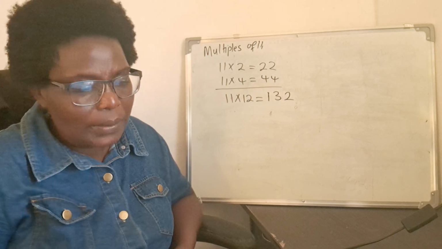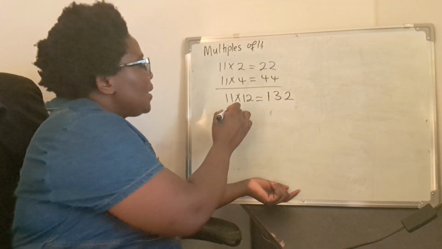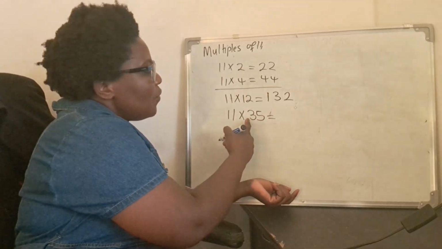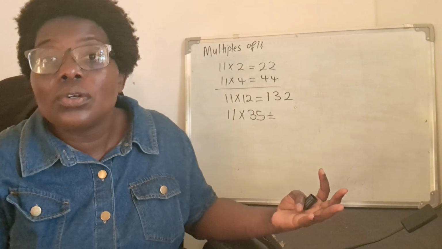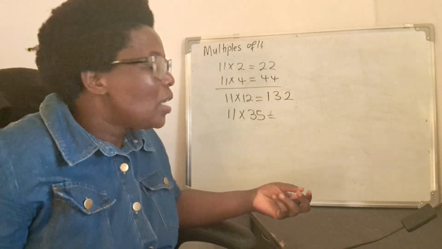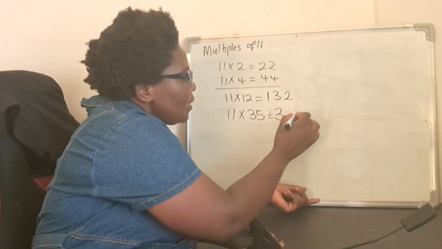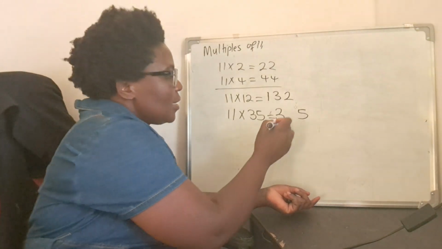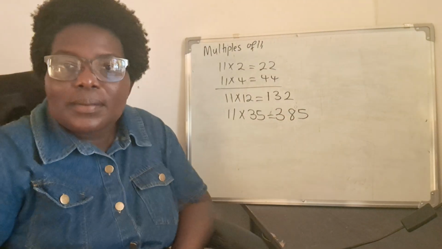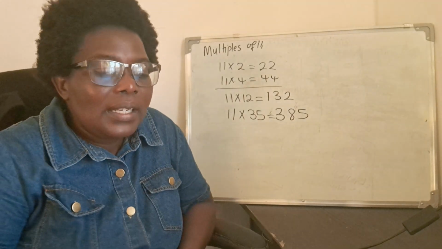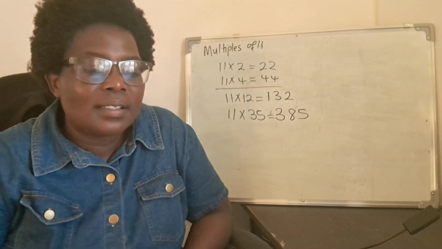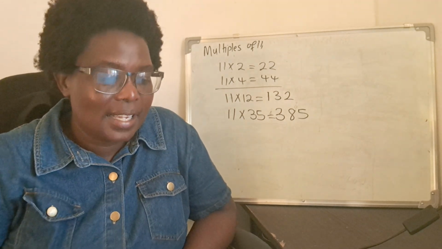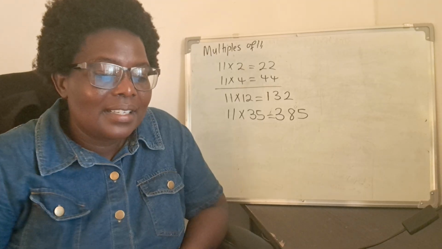Let's just try another one. Let's say 11 times 35, right? 5 plus 3, yes, is still less than 10. So therefore, what you do, you say 3, then you write 5, and then 3 plus 5, that's 8. Then you write that in the middle. So in short, our 11 times 35 gives us 385.